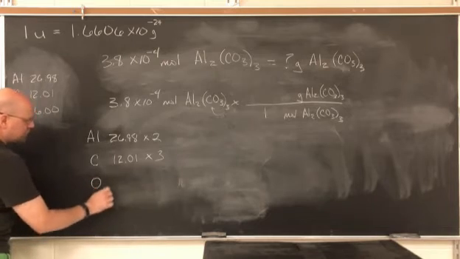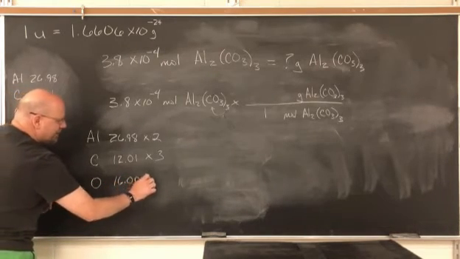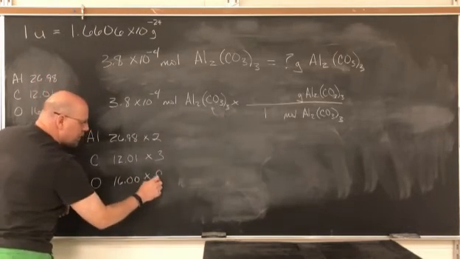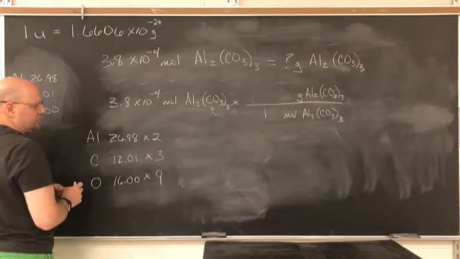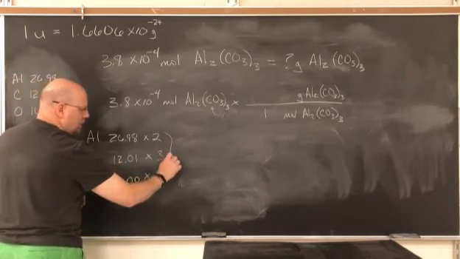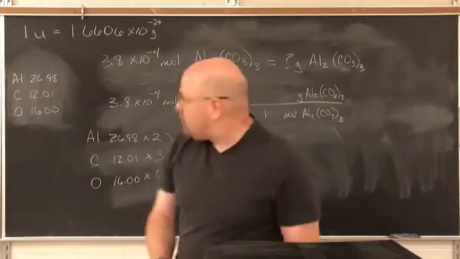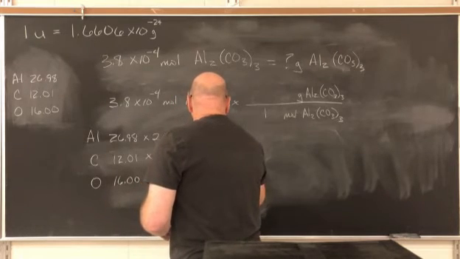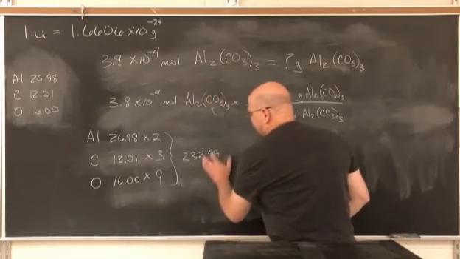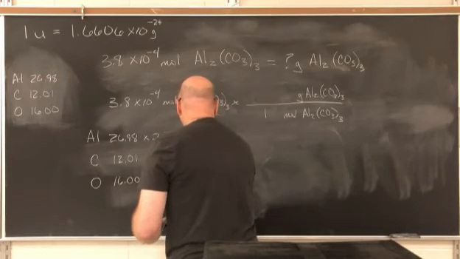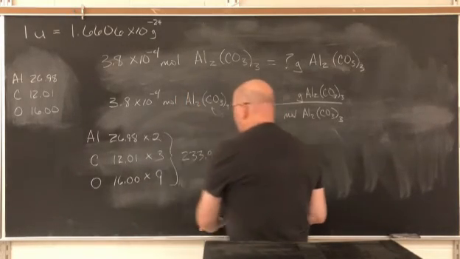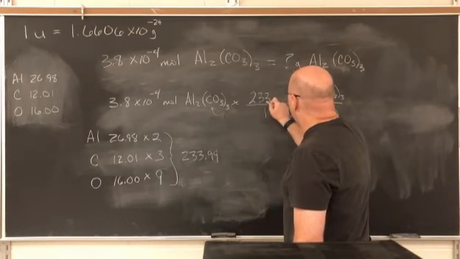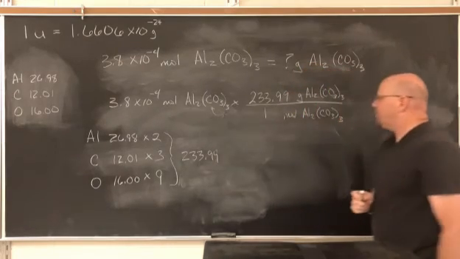And then for the oxygen, we're going to have 16.00 times, this 3 multiplies this 3 in here, so we're going to have 9 oxygen atoms. And when we add all those up, we get 233.99, and that's the mass that we would put in here, 233.99 grams.